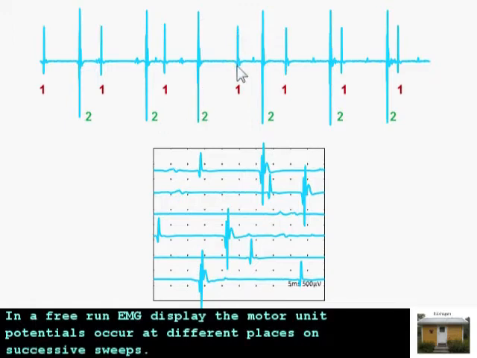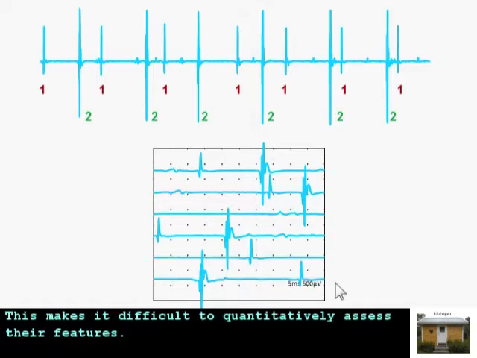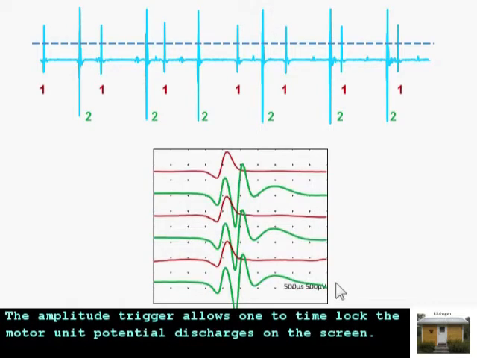In a free-running EMG display, the motor unit potentials occur at different places on successive sweeps. This makes it difficult to quantitatively assess their features. The amplitude trigger allows one to time lock the motor unit potential discharges on the screen.